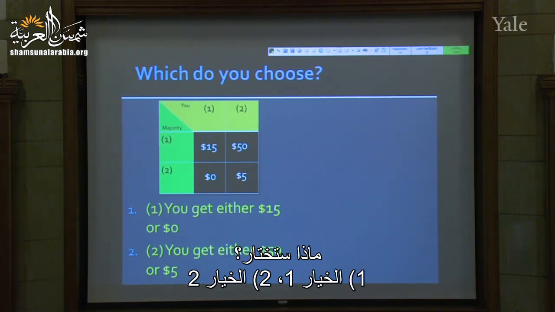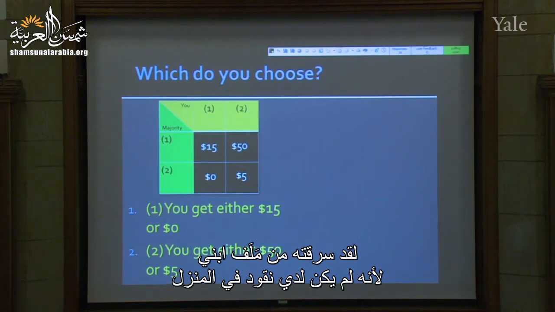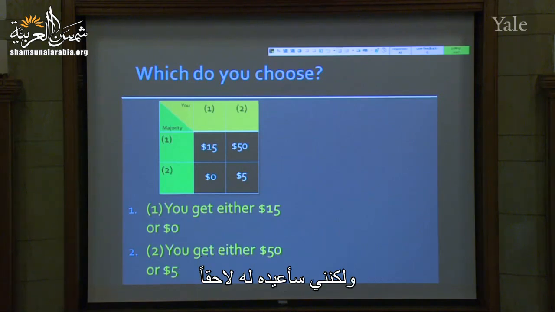Which do you choose? Same bet all over again. Okay? I have all the money right here. I stole it, actually, from my son's bar mitzvah folder. I don't have cash at home, but he had a lot. All right, but I will fortunately be able to pay him back most of it, so he'll be grateful.